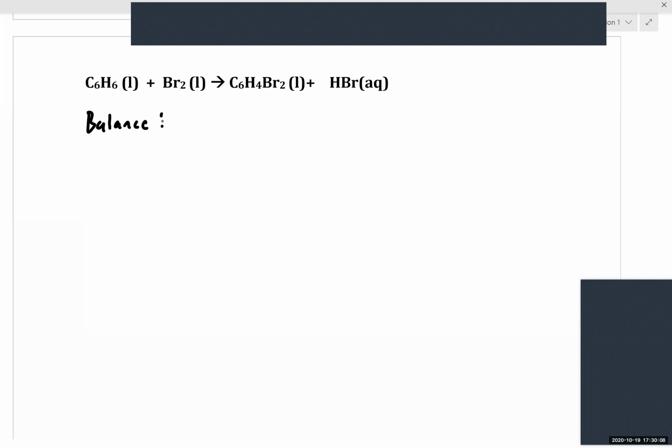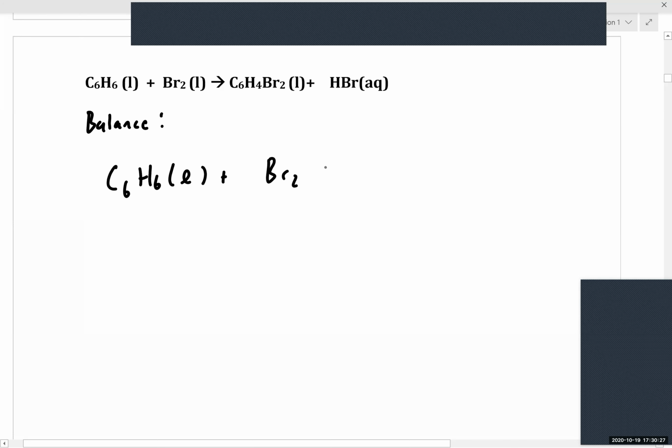I'd like you to take what you've learned from the previous 2 examples that we've worked on together as a class, and then try to balance the following chemical equation. To make things easier on everyone, I'm going to rewrite this chemical equation. I would like everyone to work on balancing it.